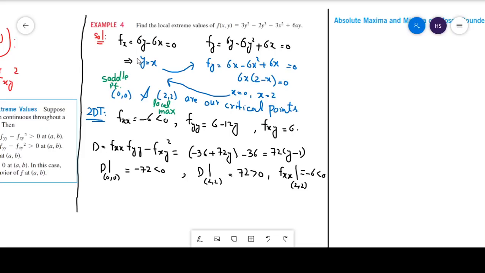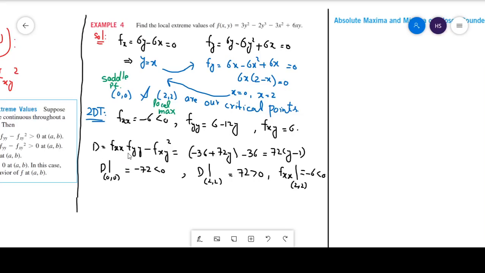If x is 0, you put it here, you will get y is 0. If x is 2, you will get y is 2. So (0, 0) and (2, 2) are our critical points. We are going to apply the second derivative test to check what the natures of these two critical points are. So fxx is minus 6, which is always negative. fyy is 6 minus 12y. fxy is 6. You can calculate these from these two derivatives.